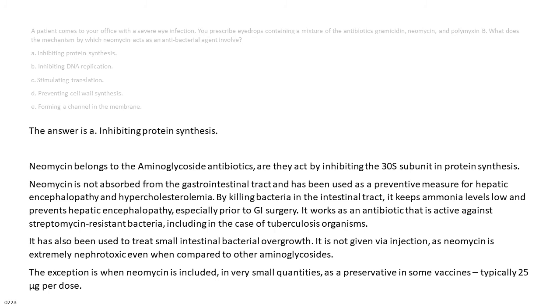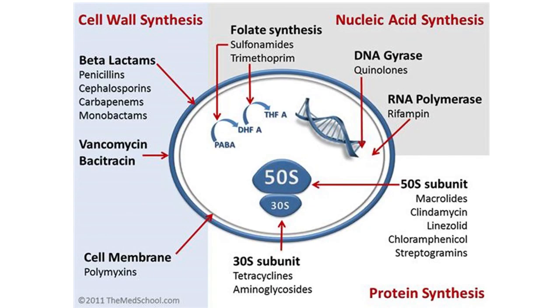especially prior to GI surgery. It works as an antibiotic that is active against streptomycin-resistant bacteria, including in the case of tuberculosis organisms. It has also been used to treat small intestinal bacterial overgrowth. It is not given via injection, as neomycin is extremely nephrotoxic even when compared to other aminoglycosides. The exception is when neomycin is included, in very small quantities, as a preservative in some vaccines, typically 25 micrograms per dose.